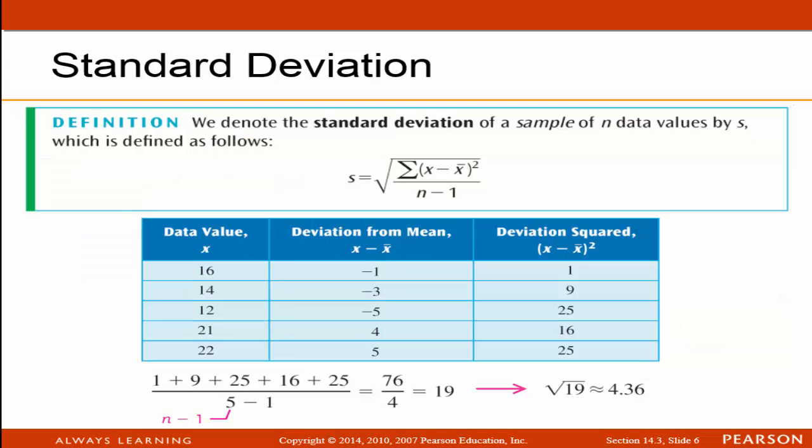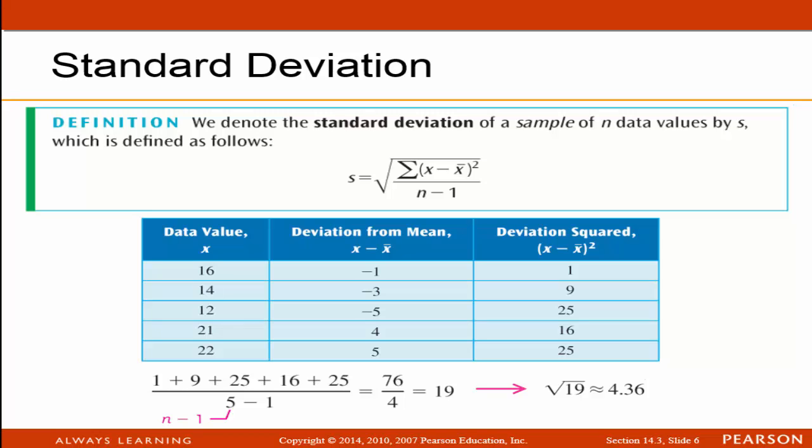So this leads us to the formula, and the formal definition for standard deviation. The formula, for a sample of n data values, is s equals the square root of the summation of the deviations squared, divided by n minus 1. N minus 1 is what we call degrees of freedom, and it's outside the scope of this class, but it's done so it can be a better approximation.